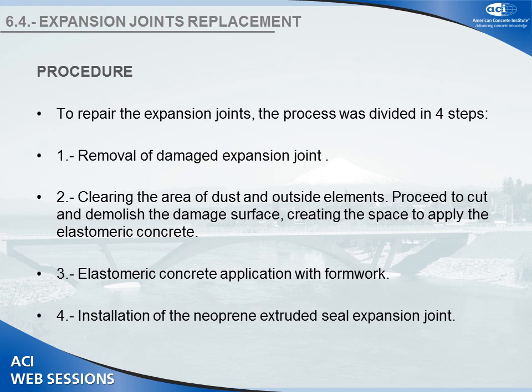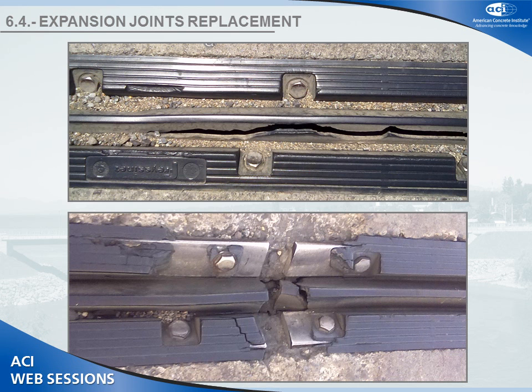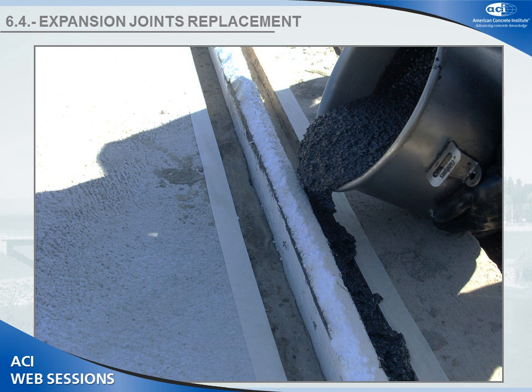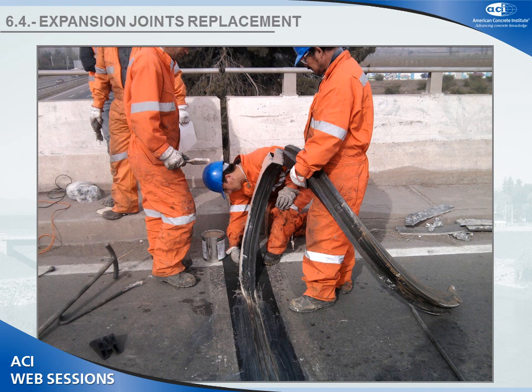Elastomeric concrete application with formwork in the blockout. And finally, installation of the neoprene extruded seal expansion joint. So here you can see the expansion joint damaged, destroyed really. So we took those off. We have to clean the surface and create a new blockout. Here is the process. Here is the pouring of the elastomeric concrete, which is very, very fast. And finally, they are installing the new neoprene expansion joints.